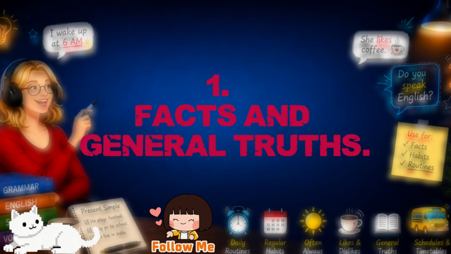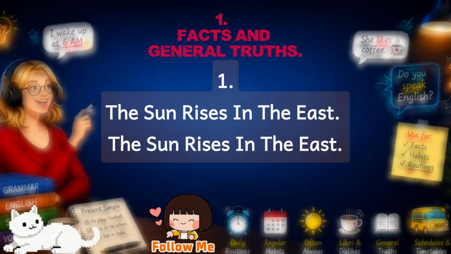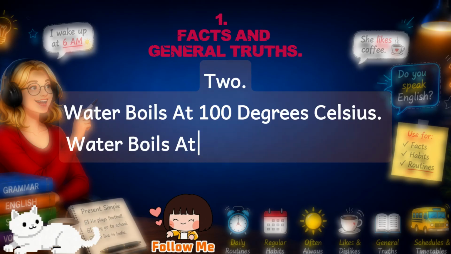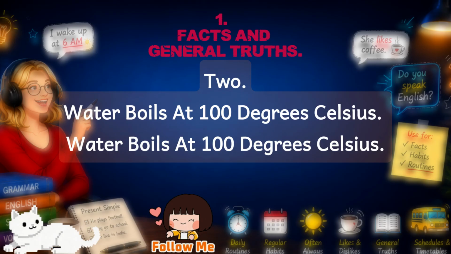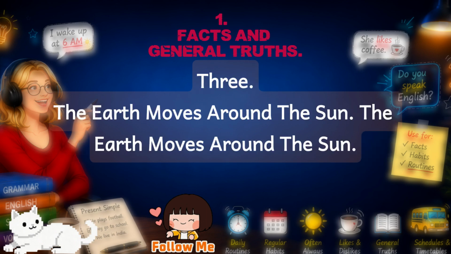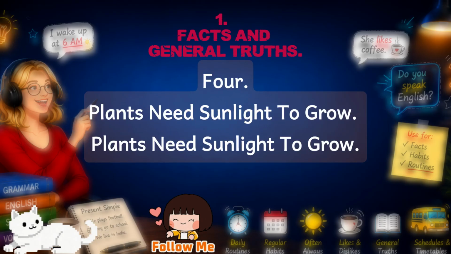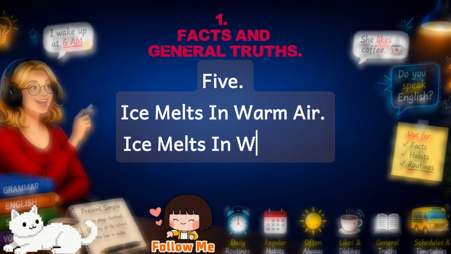1. Facts and general truths. 1. The sun rises in the east. 2. Water boils at 100 degrees Celsius. 3. The earth moves around the sun. 4. Plants need sunlight to grow.